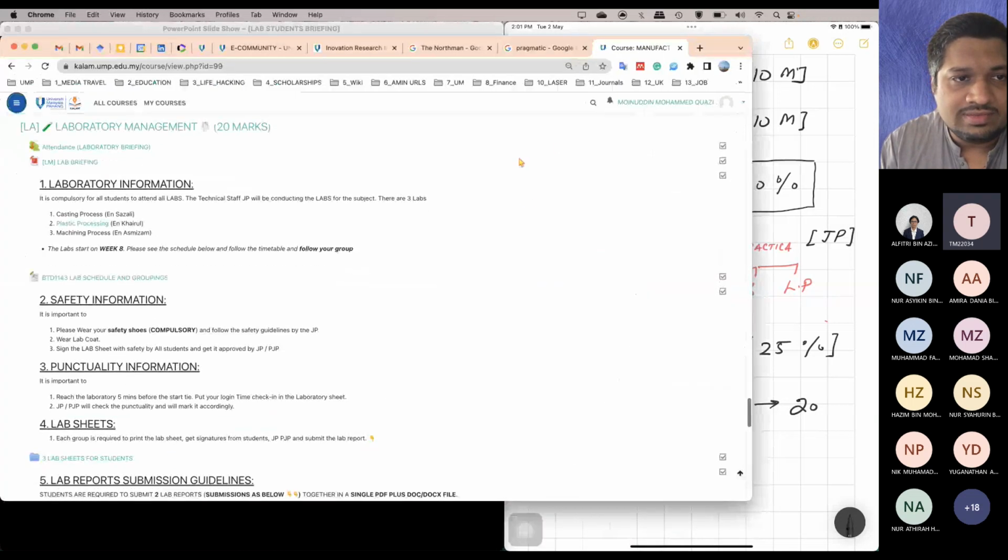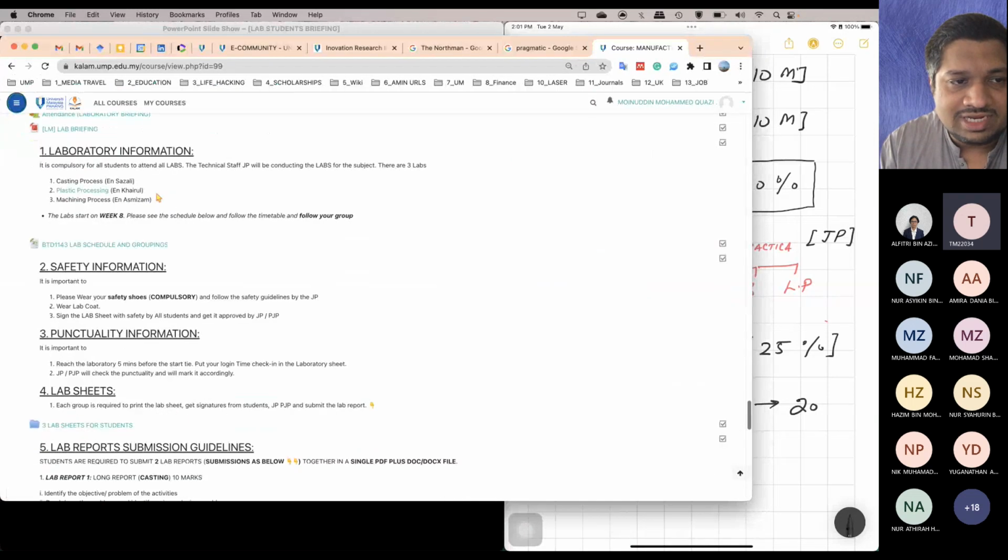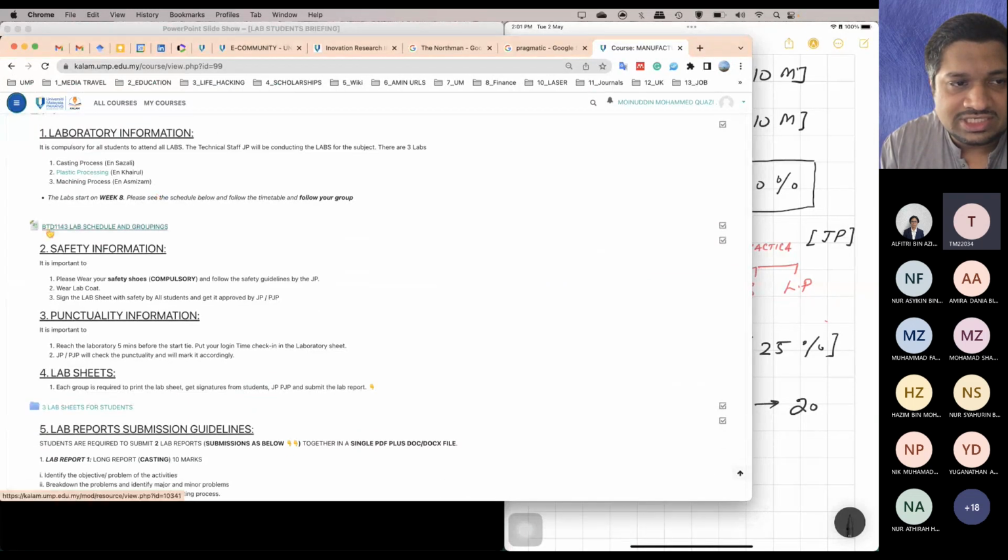Okay, you go to Kalam, you go to your laboratory management, and in laboratory management, you can open this Excel sheet, BTD1143 lab schedule and groupings. So in this lab Excel sheet, the lab schedule has been defined and the group has been defined also.